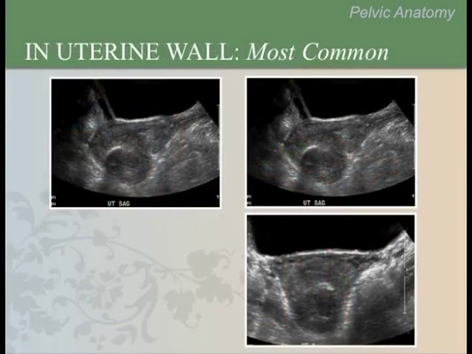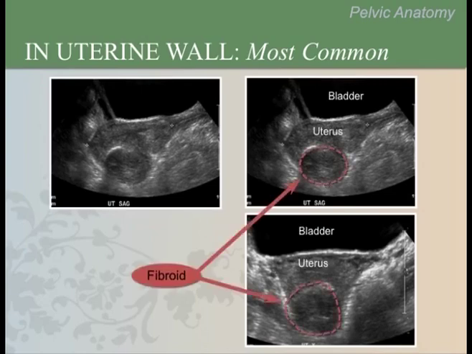The upper images are sagittal and the lower image is transverse. All images are from the same uterus. These images show a fibroid in the posterior uterine wall. The uterine wall is the most common location to see a fibroid. Here we have labeled the bladder, uterus, and fibroid to make them more obvious.